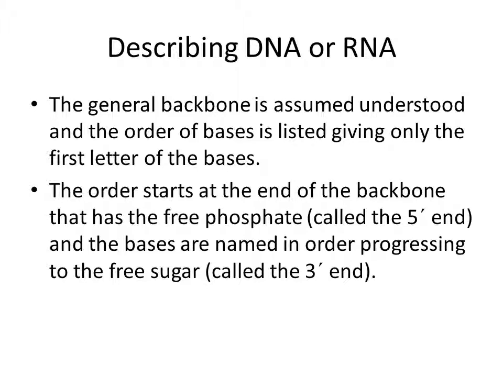The order always starts at the end of the backbone that has a phosphate sticking out, and that phosphate is then attached to the number 5 carbon on the ribose, and it progresses. The order of the base is given, then progresses until you get to the end of the polymer that has just a sugar there, or it would be a nucleotide without a phosphate, then bonding it to the next nucleotide.